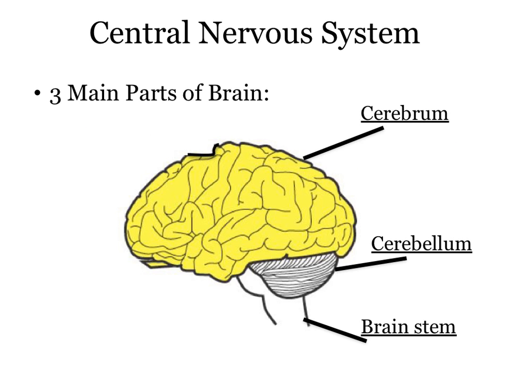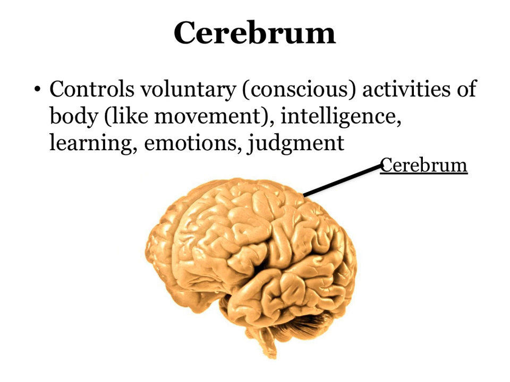And then if we break down the brain even further, there are three main parts of the brain. We have what's called the cerebrum, which is this big yellow part here. The cerebellum, which is this small part down here, and then the brainstem, which is the part that kind of stems off at the bottom of the brain.